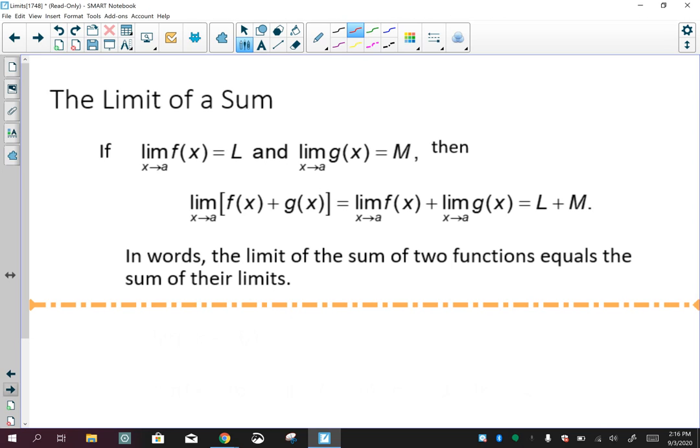The sum limit. So this is actually where we're starting to get into some fun stuff. Yes, I think calculus is fun, just to let you know. So don't throw things at me, please. Be nice.